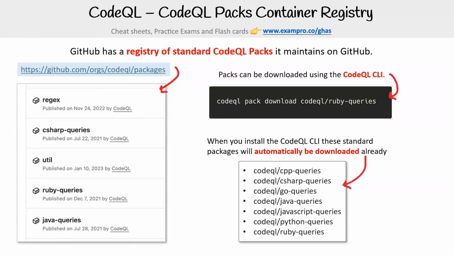GitHub has a registry of standard CodeQL packs it maintains on GitHub, which also reminds me that you can use CodeQL to scan containers as well, either using third-party tools or simply using existing packages available in your CodeQL. Now, different kinds of packages do exist. You can install standard packages like your CodeQL CPP, C#, Go, Java, JavaScript, Python, and Ruby as well, which can be automatically downloaded if not downloaded already.